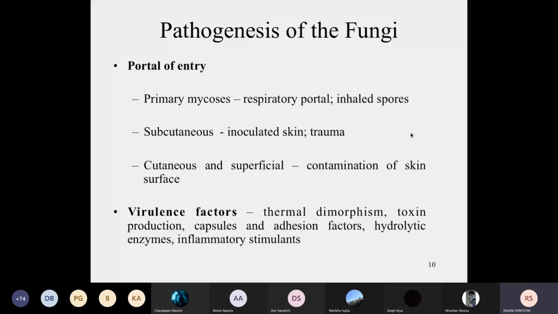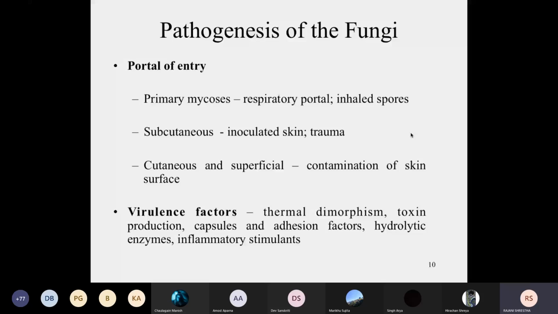Sometimes there might be subcutaneous mycosis. It means there is an inflammation in the skin due to the fungus through the inoculated route, if the patient has trauma. If there is trauma in the skin, then there is inoculation of the spores through the skin, leading to subcutaneous mycosis. And sometimes the surface is involved: if there is contamination of the skin surface with fungal elements, the patient might have a superficial skin infection.